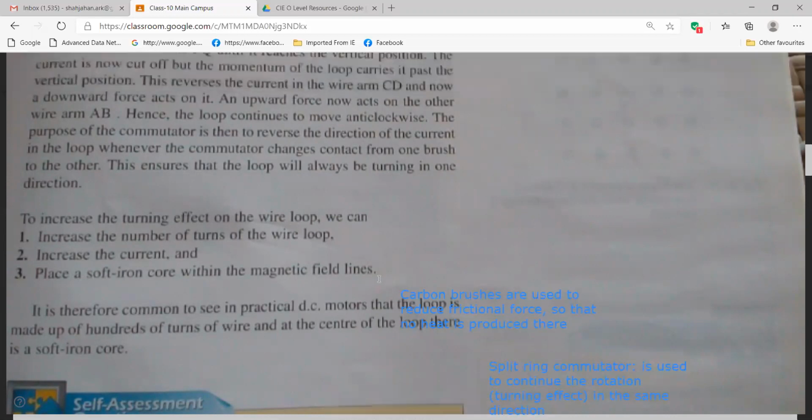So we are done with electromagnetism. Okay, topic 22: we will continue with electromagnetic induction in our next class.